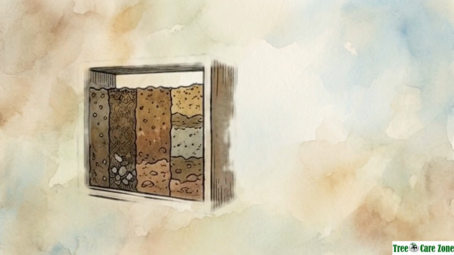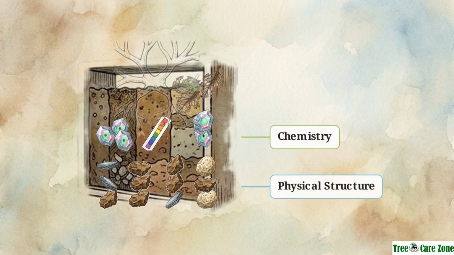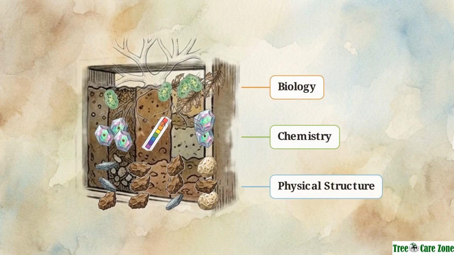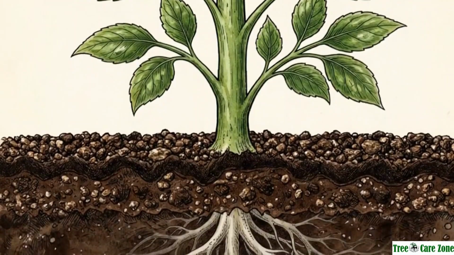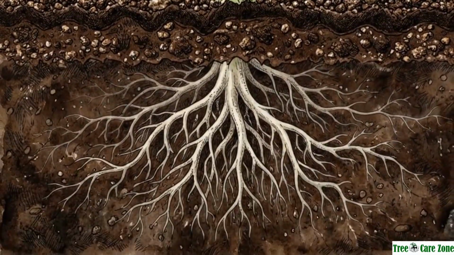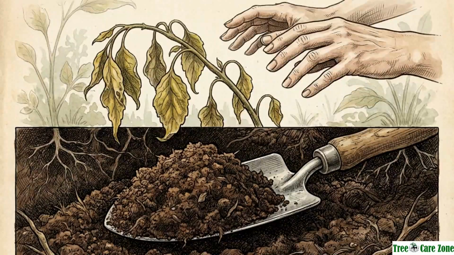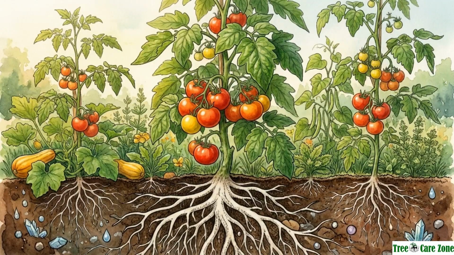To reverse a failing garden, you must address all 3 layers, repairing the physical structure, balancing the chemistry, and supporting the biology. When the soil is healthy, it performs the heavy lifting, feeding and protecting the plants so they can reach their full potential with less intervention. Stop reacting to symptoms above the ground and start addressing the causes below it. When you understand your soil, you can grow with confidence.